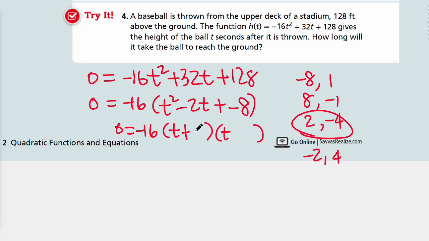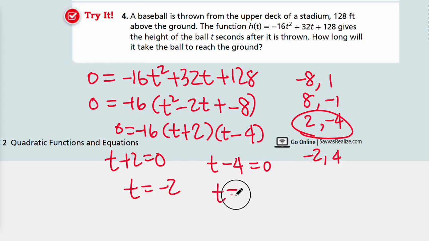So then we can just plug it in. T plus 2 times t minus 4 will multiply to negative 8. 2 times negative 4 would be negative 8. 2 plus negative 4 would be negative 2. So this would be the factor. And then we can figure out the zeros by separating them into two equations, and you'll see that t would be either negative 2 or positive 4. In this case, your time has to be positive as well.